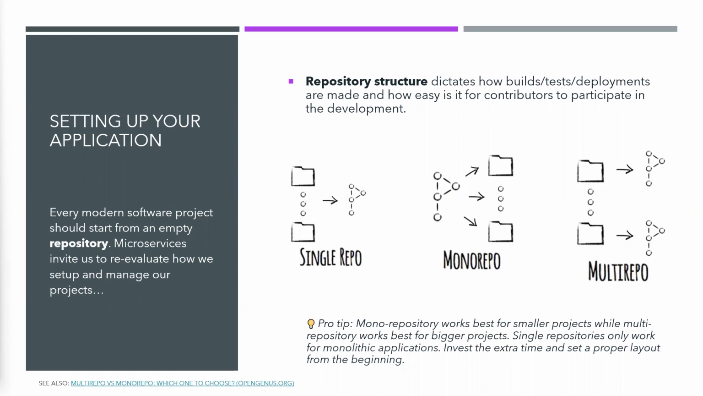So back to the topic. The repository structure we choose dictates not only how we will be storing the code for our microservices, but it will also dictate how we can build them, test them, and deploy them. It also dictates how easy it is for contributors to participate in that development. And contributors can be anything ranging from random people on the internet to employees at a company or whatever.